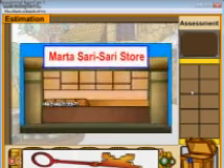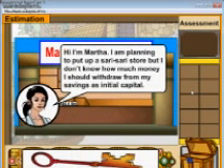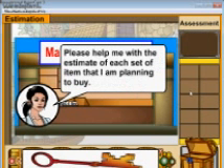It's a glue. Hi, I'm Martha. I'm planning to put up a sari-sari store, but I don't know how much money I should withdraw from savings as initial capital. Please help me with the estimate of each set of the items that I'm planning to buy.